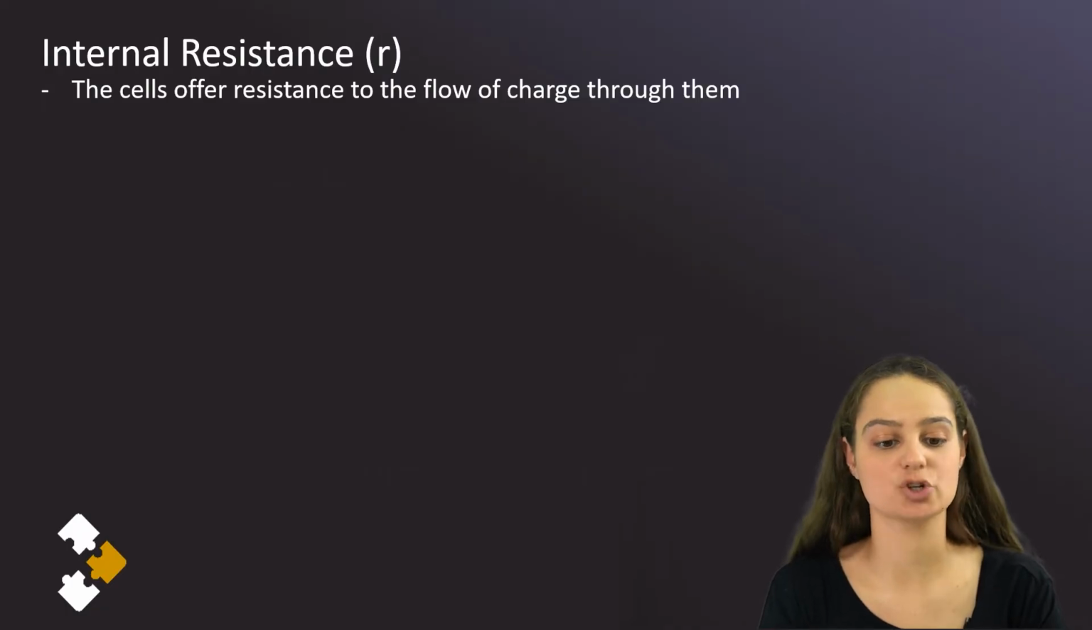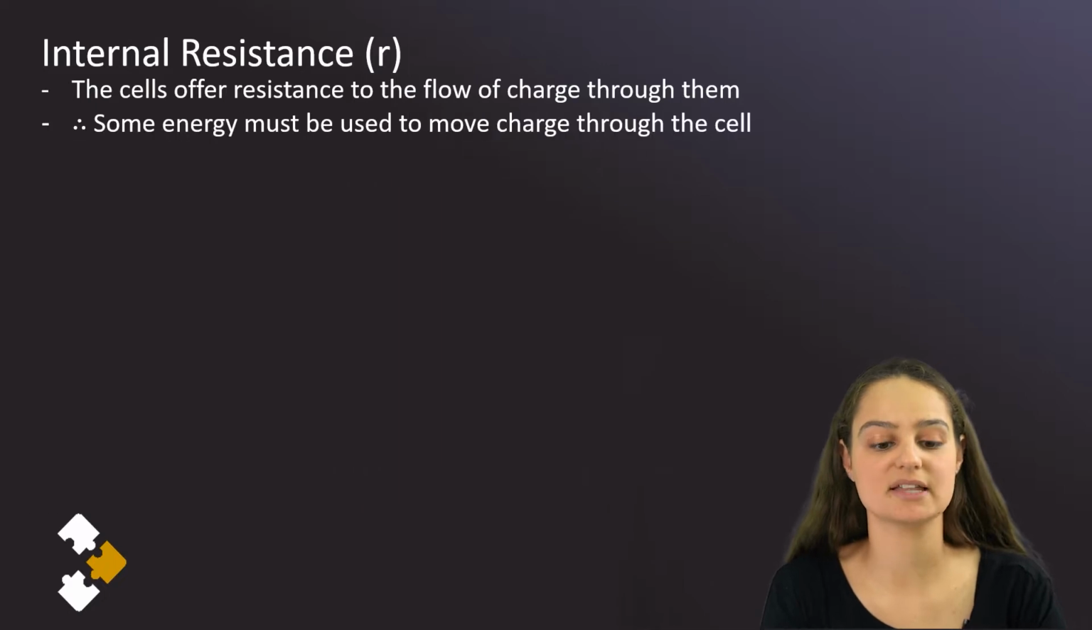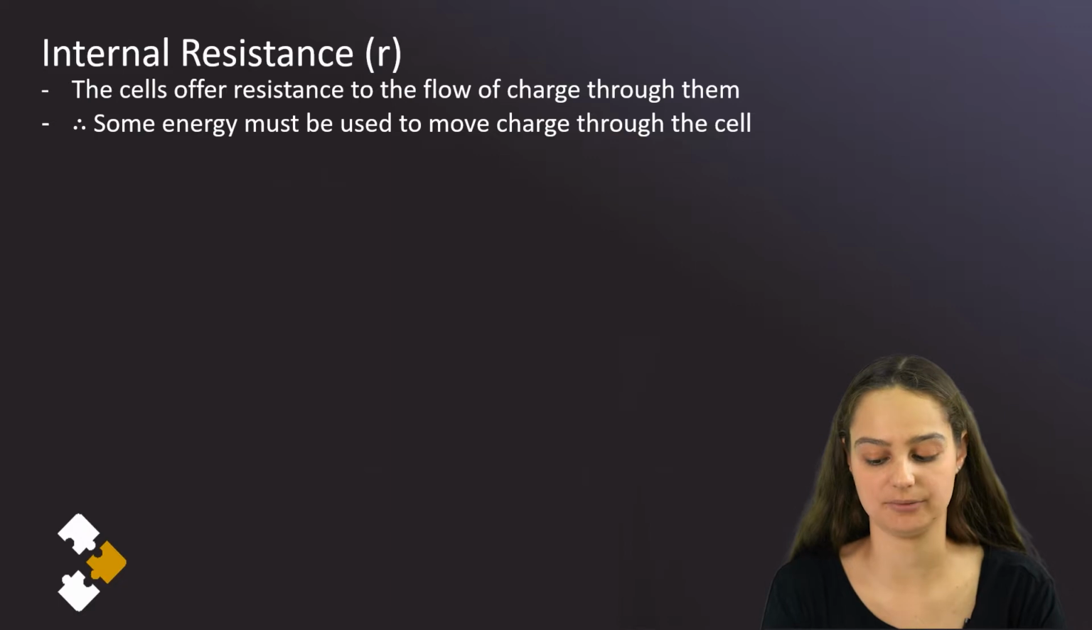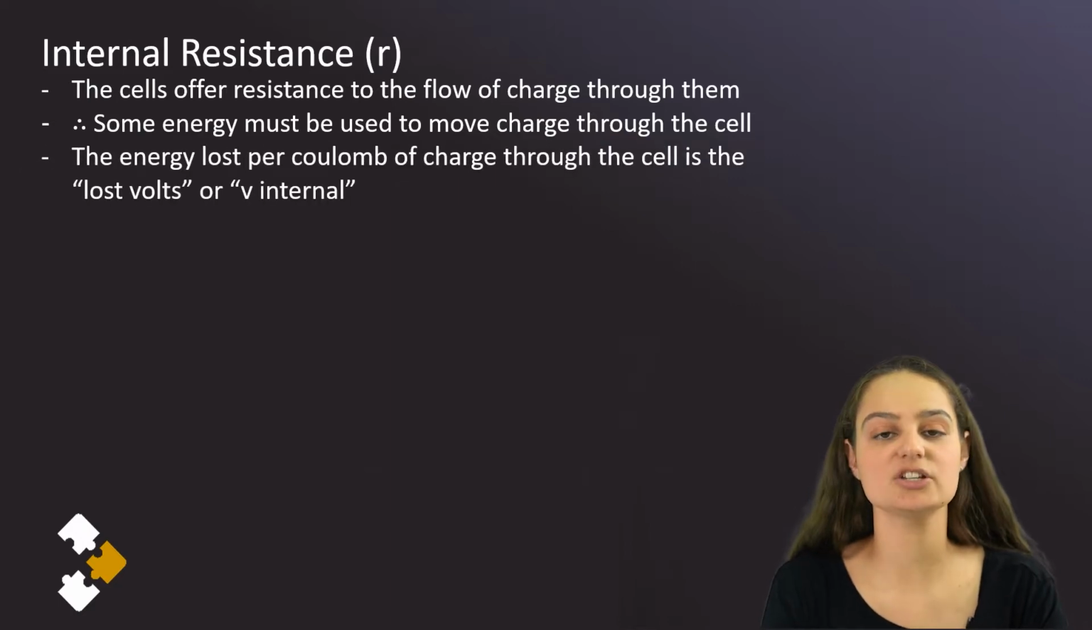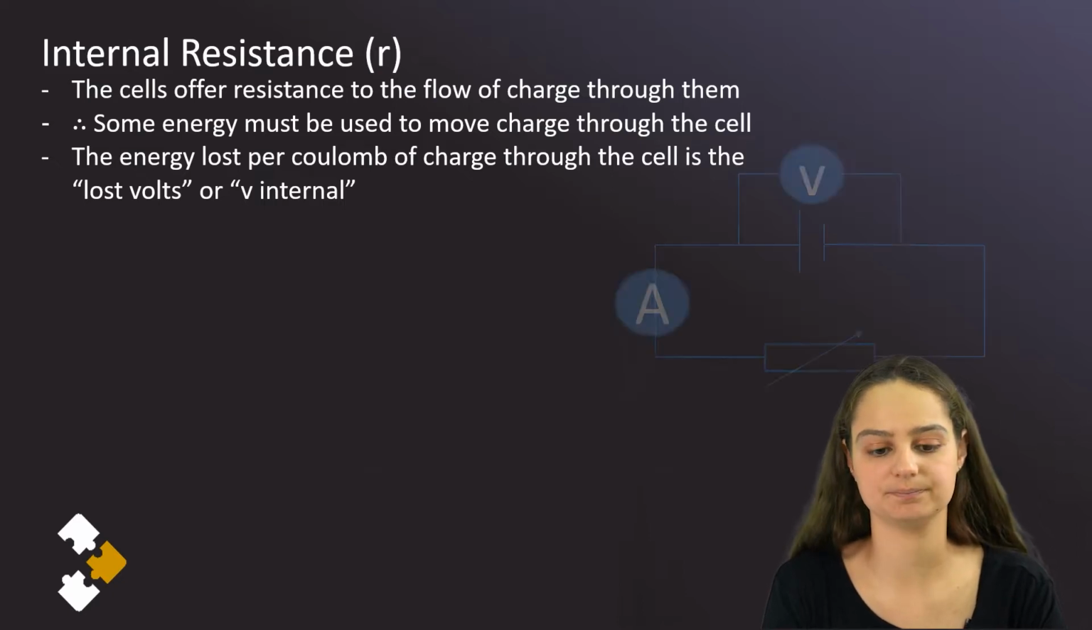Let's take a look at internal resistance, which is denoted by small r. The cells offer resistance to the flow of the charge through them, which means that some energy must therefore be used to move the charge through the cell. The energy lost per coulomb of charge through the cell is the lost volts, or V internal as we call it.